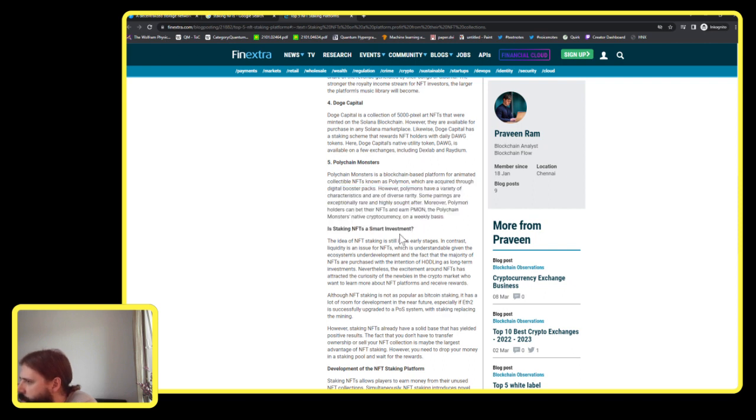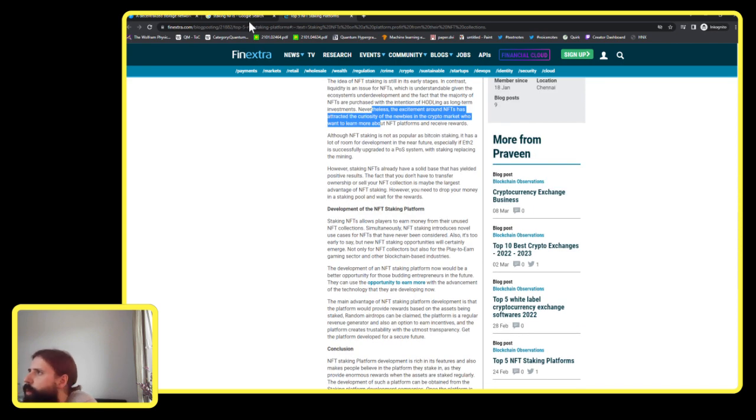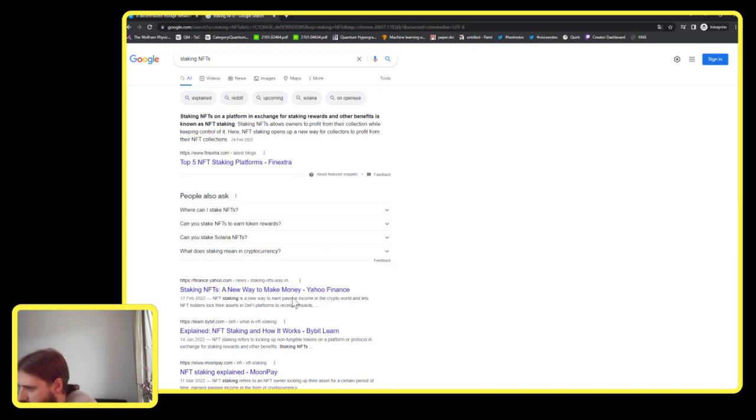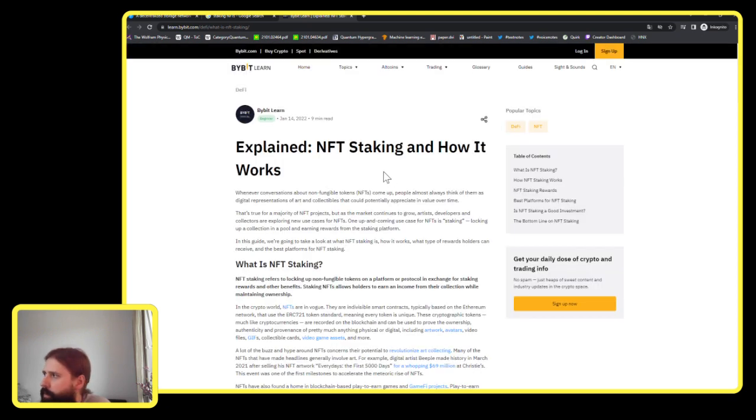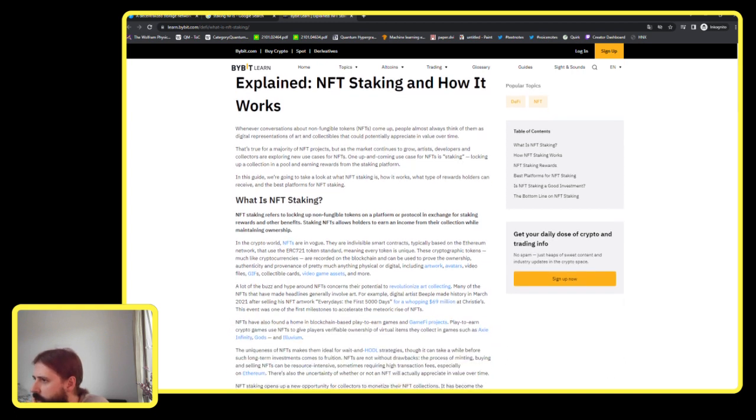Is staking NFTs a smart investment? What is it that these platforms stake out of that? Because I can understand staking coins, right? Like, it makes sense because you stake your ETH, right? So you're literally borrowing your ETH. It's a bit like a kind of a loan mechanism, right? But in this case, what is it?